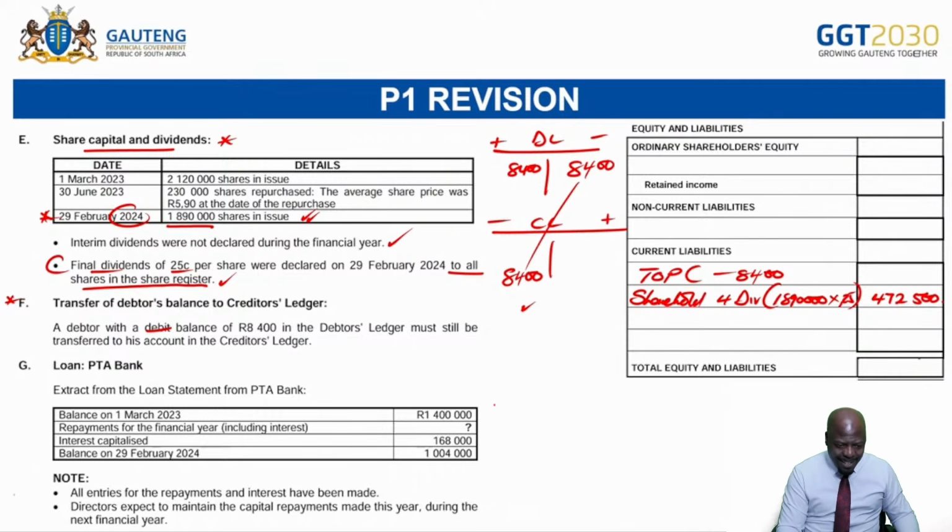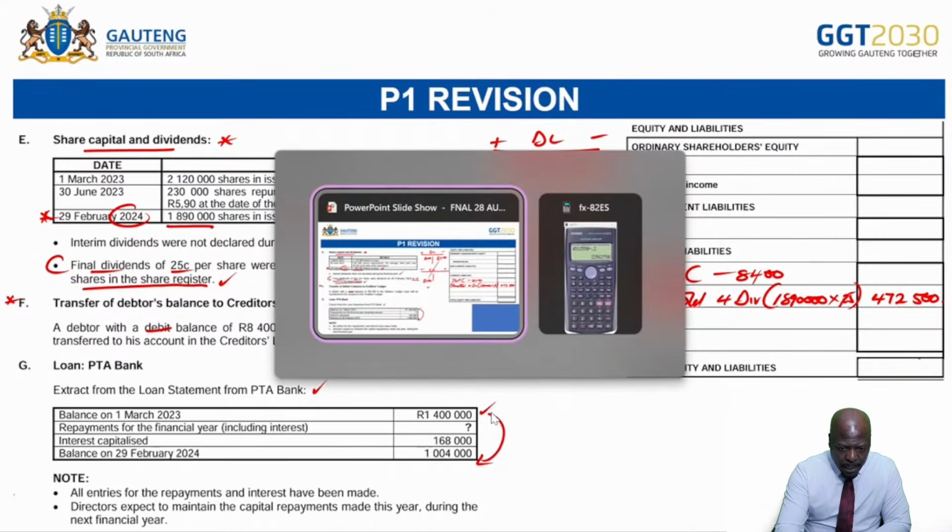And then lastly, a loan adjustment. It reads, extract from the loan statement from PTA Bank. So the balance as of the 1st of March was 1.4. The difference between my balance at the beginning and my balance at the end shows me the loan that has been paid already, the capital portion of the loan that has been paid. If I say 1.4 minus 1,000,004, it gives me how much? Okay, let's calculate, Mr. Simbi.